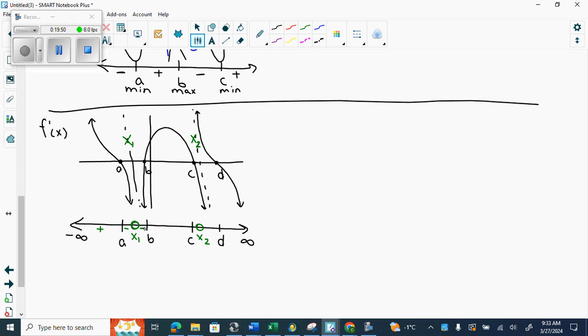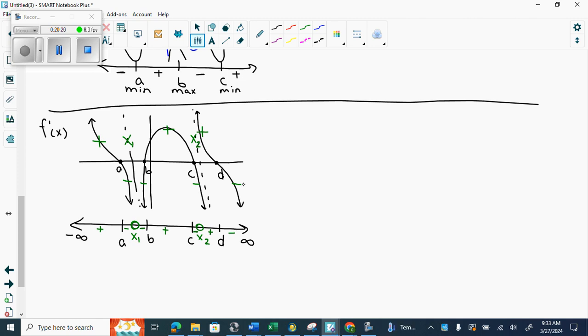Decreasing. It's below. B to C? Increasing. C to asymptote, decreasing. Asymptote to D, increasing. And then D to infinity, decreasing. So all we're doing is positive, negative, negative, positive, negative, positive, negative, right? That's all we're doing. The positive and negatives represent the y values at those spots.